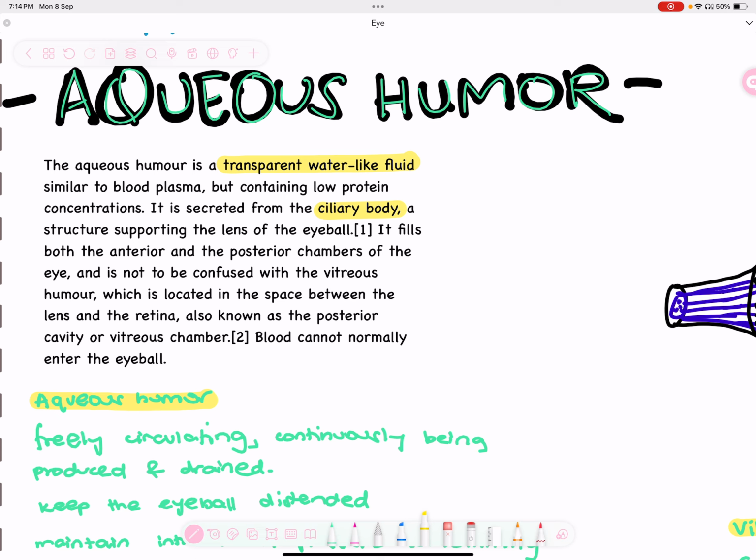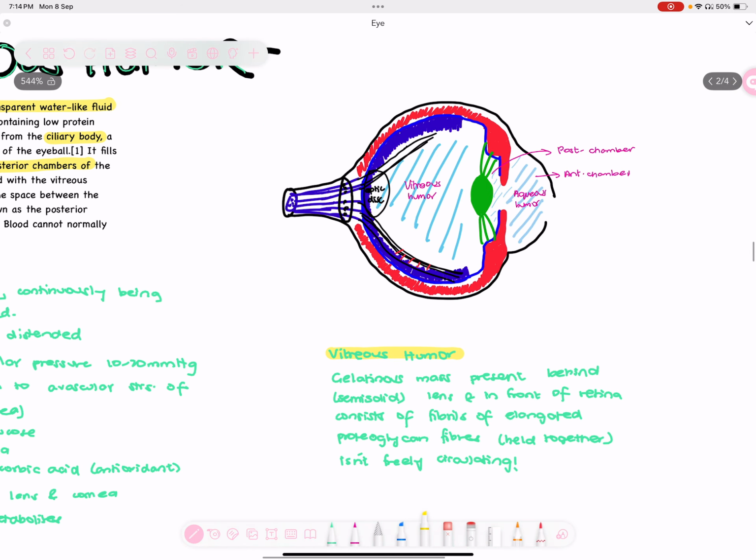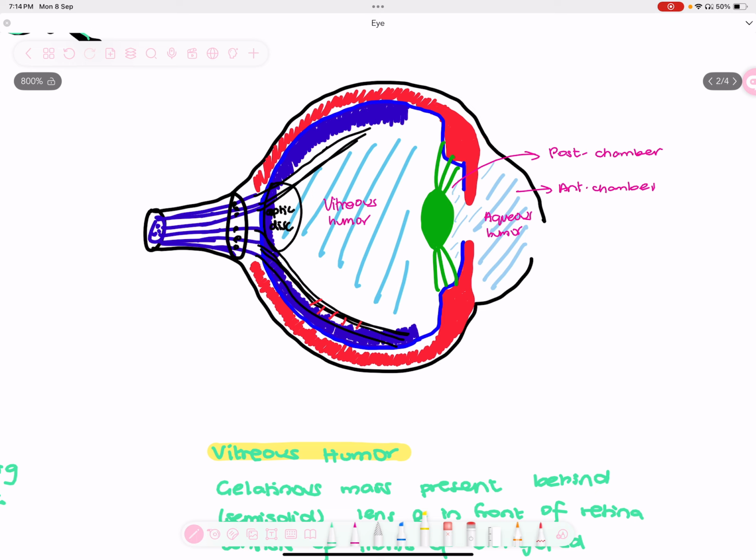It fills both the anterior and posterior chambers of the eye, and it shouldn't be confused with the vitreous humor, which is located in the space between the lens and retina. This I'll explain to you. And yeah, so vitreous humor and aqueous humor, you can see them clearly in this image right here.